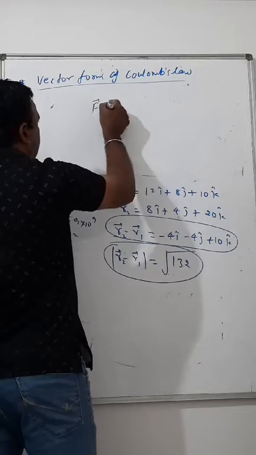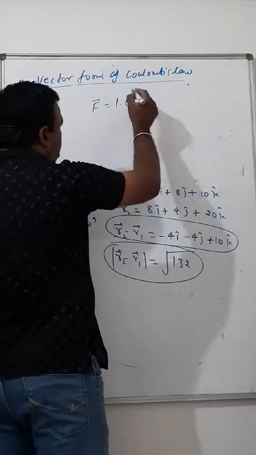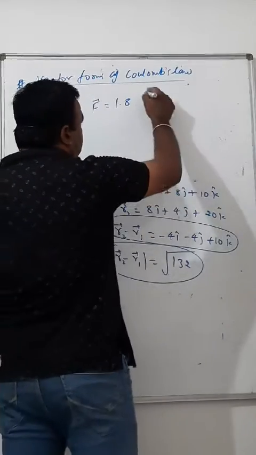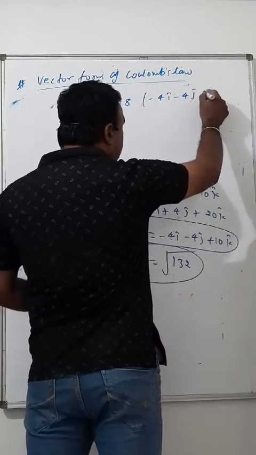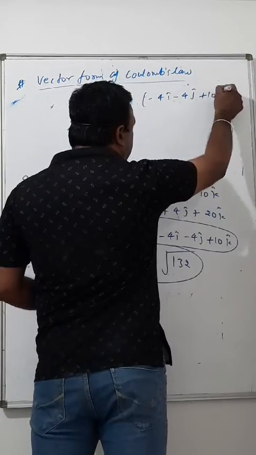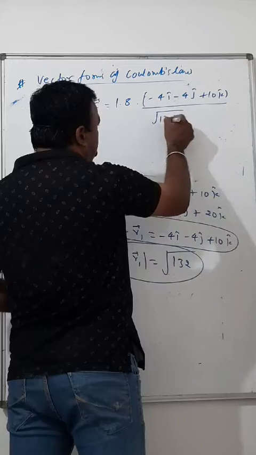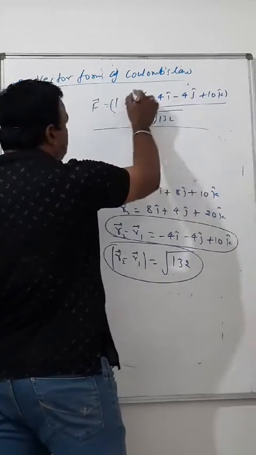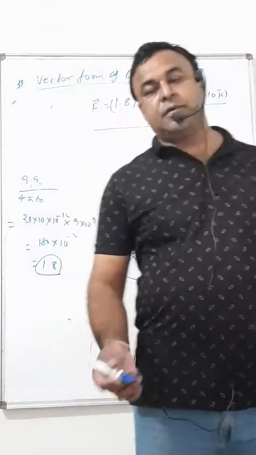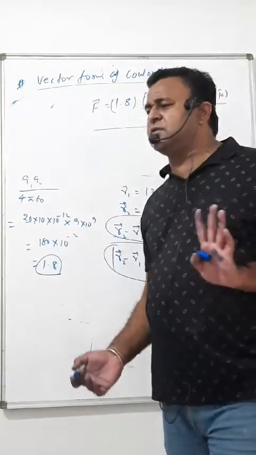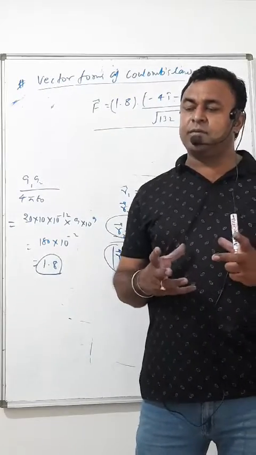F in vector form comes to 1.8 times (-4 i cap - 4 j cap + 10 k cap) upon root of 130. We can further solve it. This is the vector form of the force between these two charges. Nothing to do, it's not a big deal. In vector form there will be complexity.